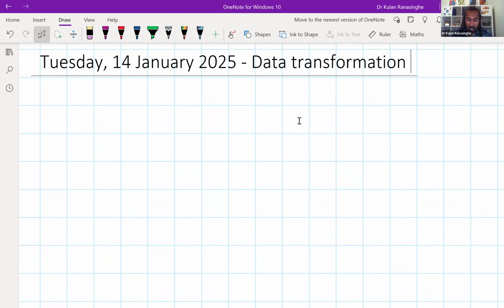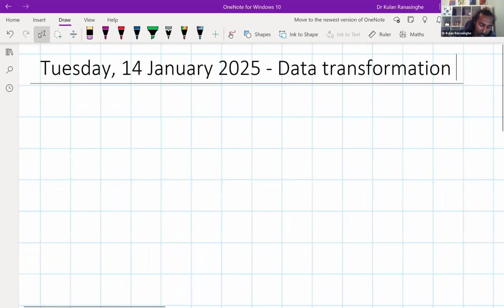Today we're going to look at data transformations, pretty much all the transformations we have: square and log transformation, as well as reciprocal. First, look at the square transformation.